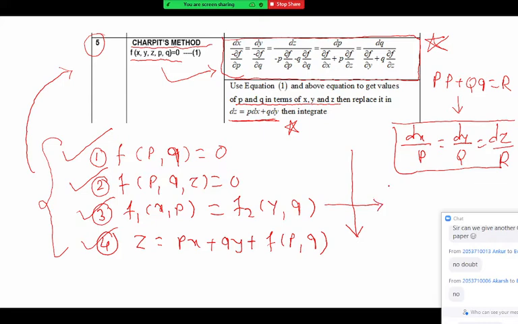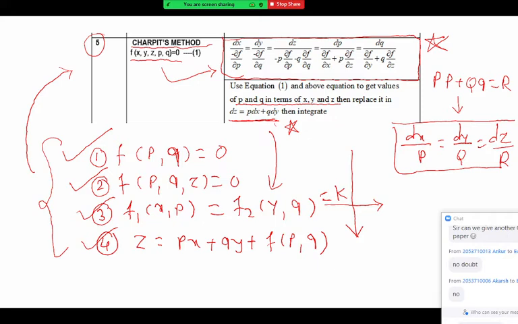The same equation is used in method case 3 also: dz equal to p dx plus q dy. From this also we take each ratio equal to some constant, say k. We find p and q in terms of x, y and k, replace them there, and integrate. So a few methods are a little bit similar.